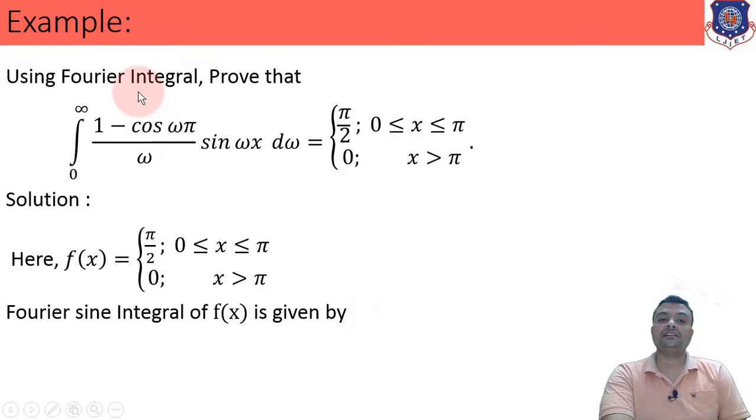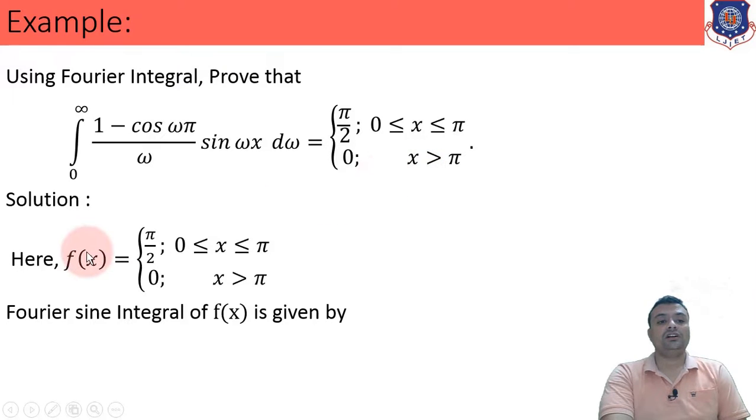Using the Fourier integral, prove that the integral from 0 to infinity of (1 minus cos omega pi) upon omega, into sine omega x d omega, is equal to pi by 2 whenever 0 is less than or equal to x less than or equal to pi, and 0 whenever x is greater than pi. This is how the given function is defined.